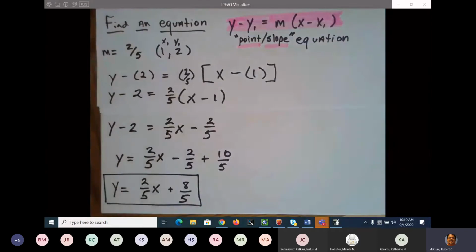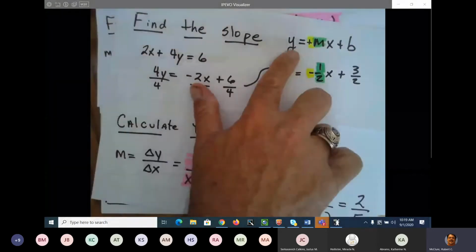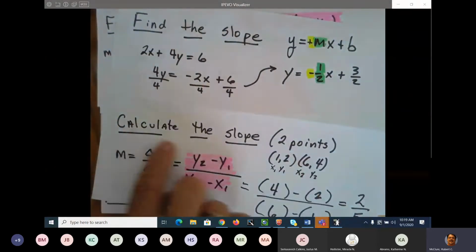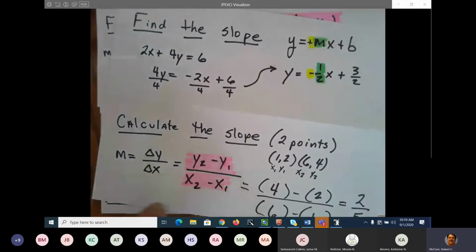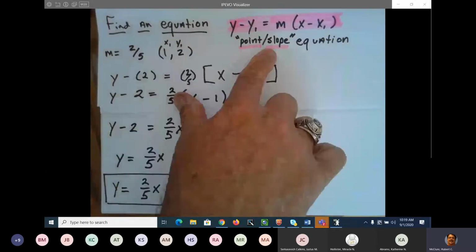A lot of people say, well, I don't know when to use what. Well, in this case, the directions tell you what to do. Find the slope, solve for y. Calculate the slope, use the slope formula. Find an equation, you use the point slope equation.